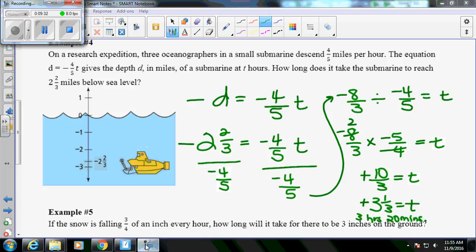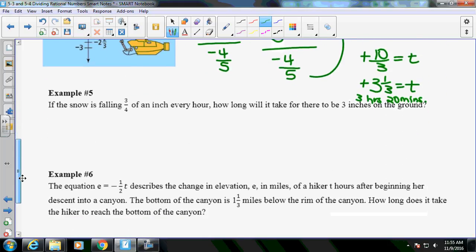So let's look at our next problem. Snow is falling at a rate of 3/4 of an inch every hour. How long will it take for there to be 3 inches on the ground? So we have 3/4 of an inch every hour, and we end up with 3 inches. I have to divide both sides by 3/4.